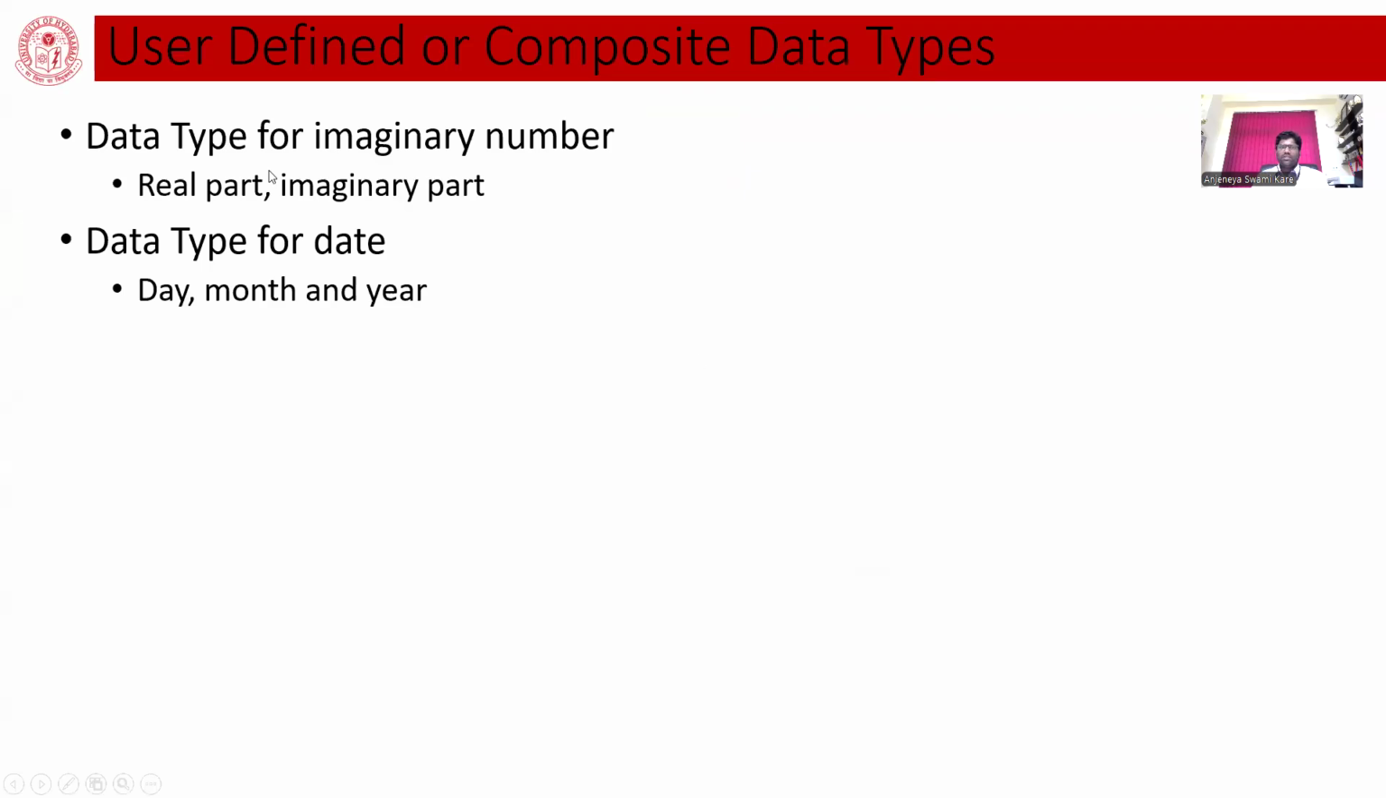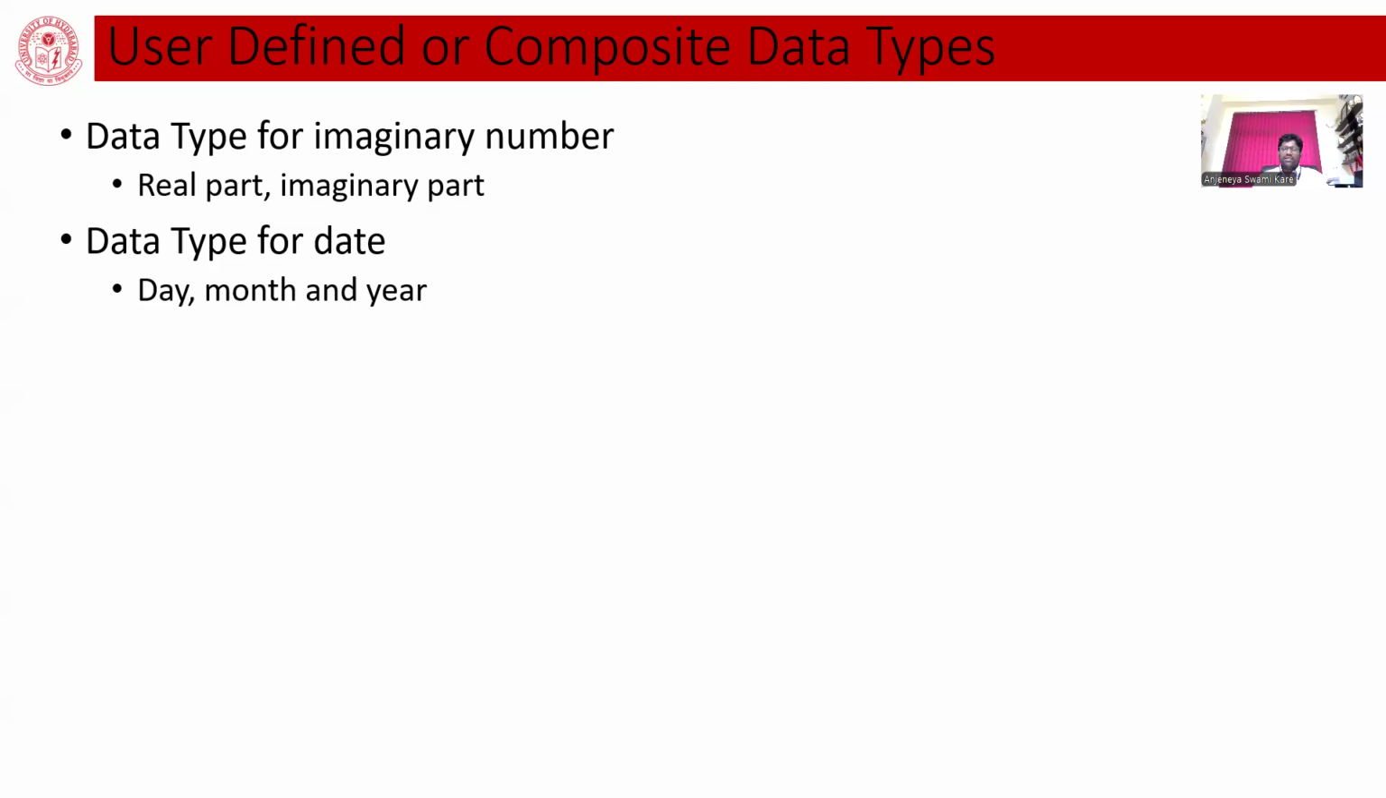Suppose I want to perform operations on imaginary numbers. I can add, multiply, and subtract imaginary numbers with basic data types only. But I need to separate out the real part and the imaginary part and store them in different variables. Actually, the real part and the imaginary part are both related to a single imaginary number, so they should be stored together. That is why programming languages provide facilities to create composite data types, where we can combine two or more fields to create a new data type.